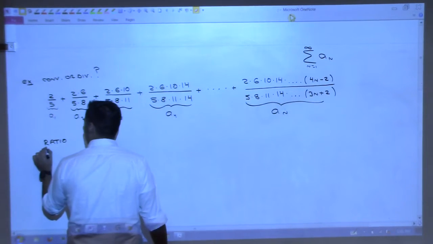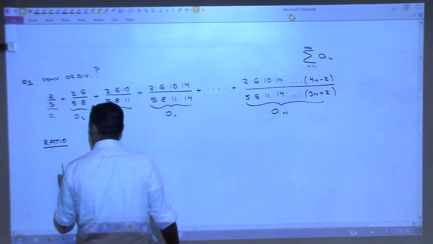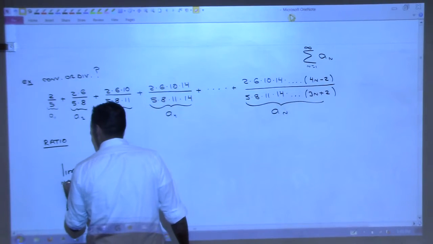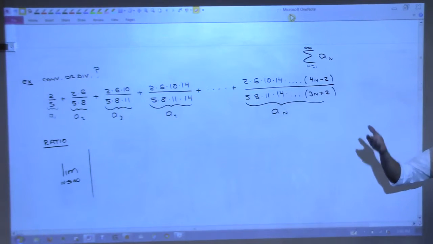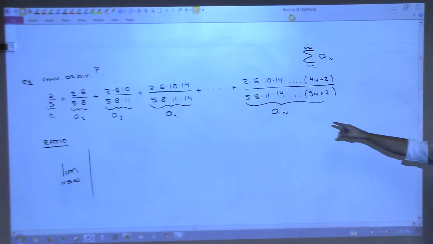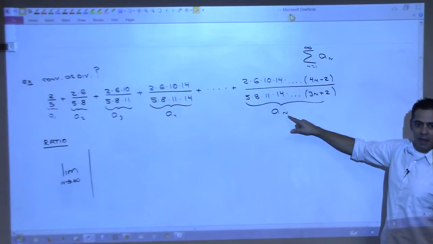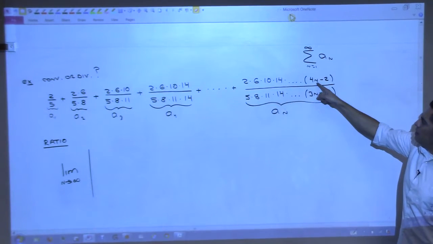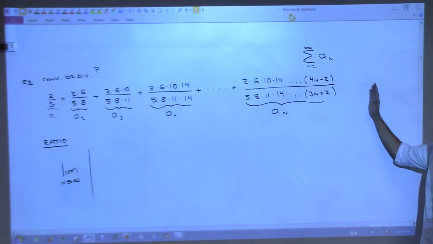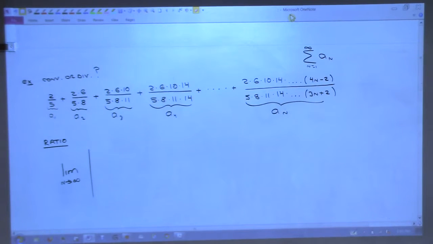So what does the ratio test tell us I need to do? Limit as n goes to infinity of a sub n plus 1 over a sub n. So if this is a sub n, what's a sub n plus 1? It wouldn't be stopping here, right? It would be the next one over. What does the next one over look like?